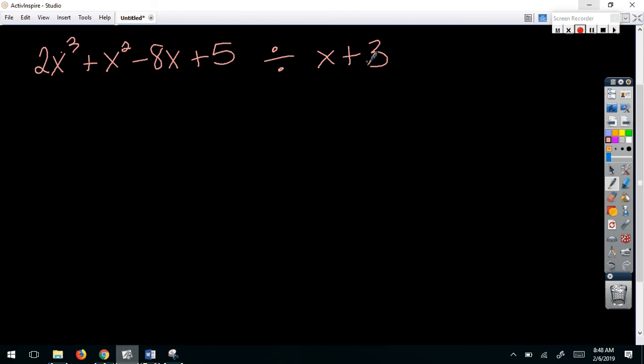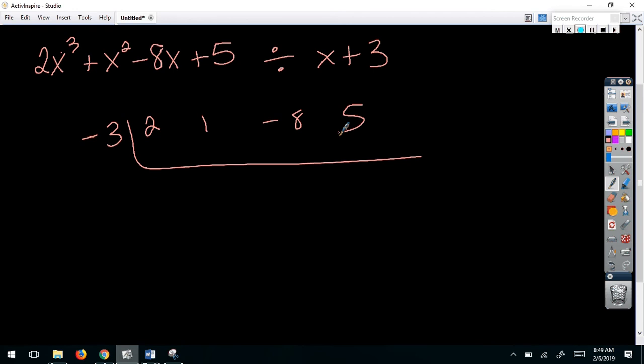All right, -3 goes on the outside. Inside's listing of the coefficients. I should have done one that had a placeholder, but I haven't done one yet. Make sure you do a placeholder if it needs it. So the coefficients here are 2, 1, -8, and 5. Tell me what I do first. Bring it down. -6 minus 1 is -5. -3 times -5 gives you 15.